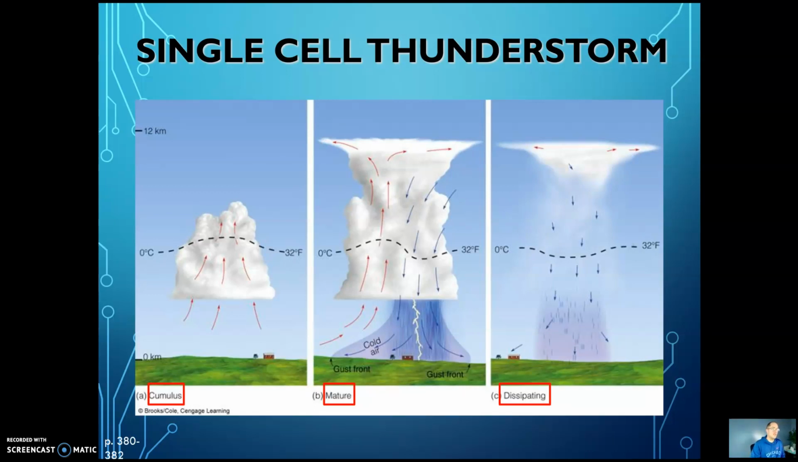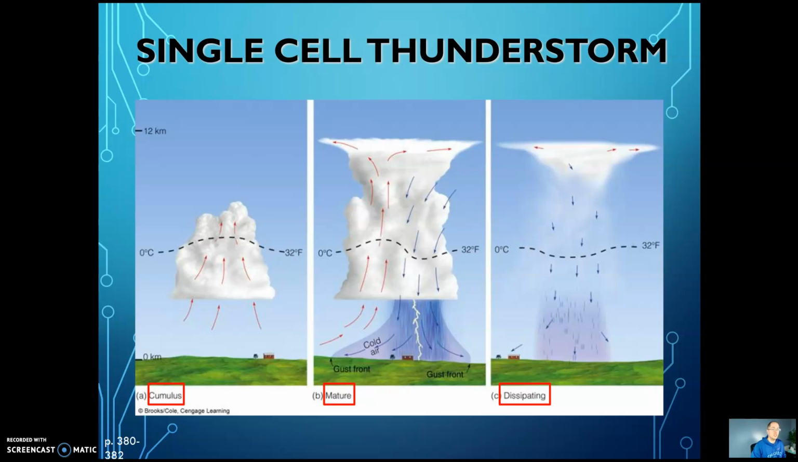And so you can see here the three stages, which we'll break down in the next few slides to finish off today's video. We have our cumulus stage, the mature stage, and the dissipating stage. You can see the first one, not a lot going on. The middle one is going to look like our most mature thunderstorm, thus why we call it the mature stage, and that poor little house about to get struck by lightning.